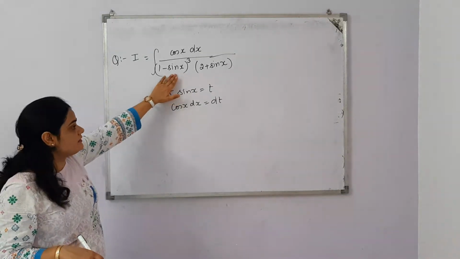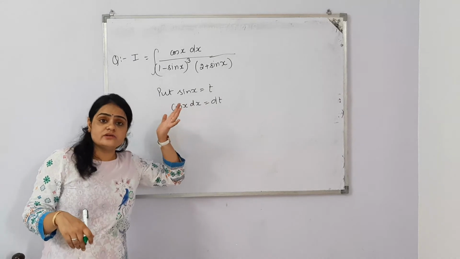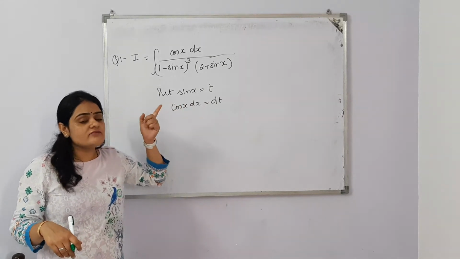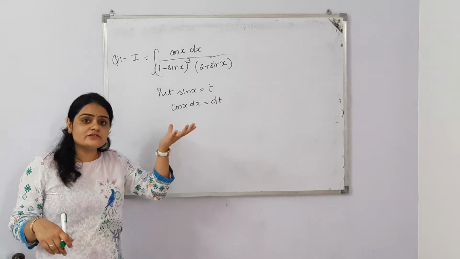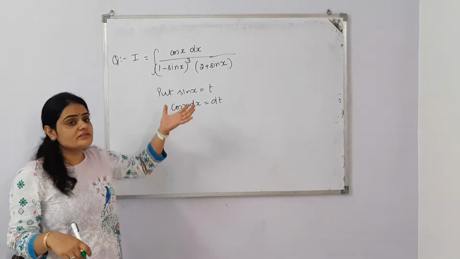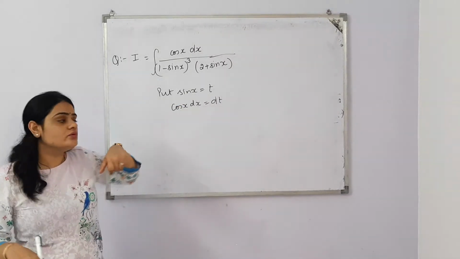Here sin x is already given. It is possible that sin x will not be given in the question, but if its derivative is available, then we can take that function. That means we find the function whose derivative is available, and we substitute it equal to t.